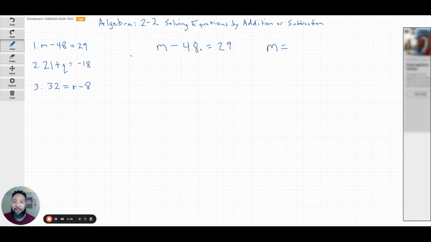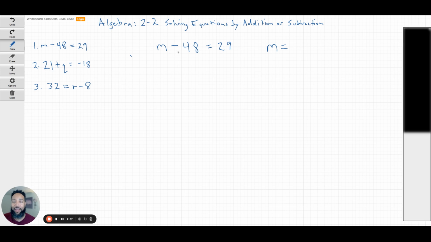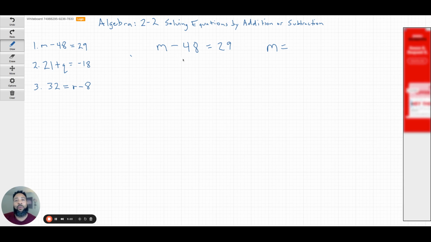So when we look at m minus 48, we want to get this m by itself. The way we get this m by itself is there's a minus 48 connected to it. Whenever we're trying to get rid of something, we do the opposite operation in order to make it happen. So basically, if I have 5 apples in my hand and I want to get rid of them, I need to take away those apples, minus. So in this case, we have a minus 48. So what we need to do in order to get rid of it is the opposite, which is add 48.